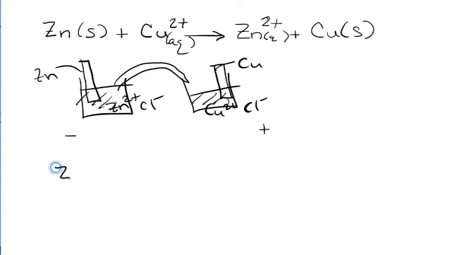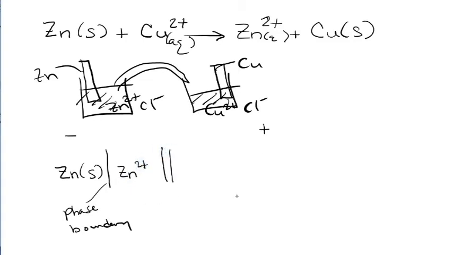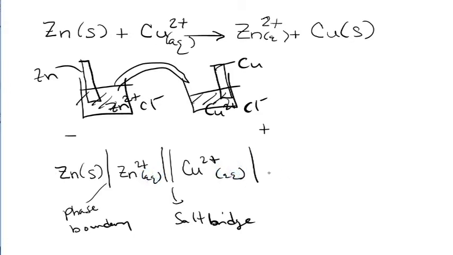So we're going to start with zinc solid, and then we're going to use a vertical bar like this. This vertical bar denotes a phase boundary. A phase boundary is a boundary between materials of two different phases. In this case, we're going to separate the zinc from its zinc ions. And then we're going to use two vertical bars, which denotes the salt bridge here. And then we're going to write in the copper ion. These are both aqueous. A vertical bar to separate the copper ion aqueous phase from the copper solid phase.